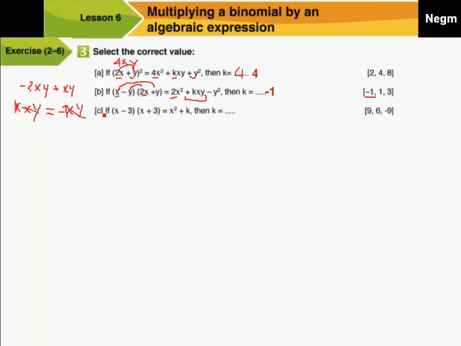Minus 1. See, if x minus 3 times x plus 3 is x times x is x squared, minus 3x plus x times 3 is 3x with plus sign. This is eliminated with this, and here we have minus 3 times plus 3 is minus 9. So the term is minus 9, which is this one. Then k is equal to minus 9.